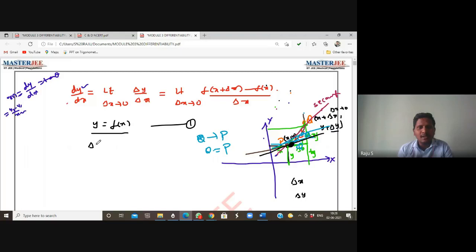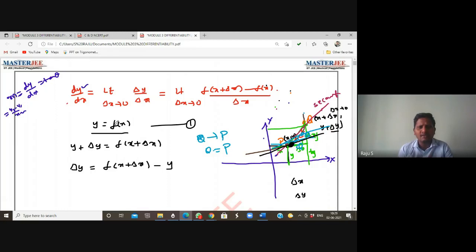Then delta y is equal to f of x plus delta x, and y is equal to f of x. Sorry, here y plus delta y is f of x plus delta x. Remember, students, y is equal to f of x, and y plus delta y becomes f of x plus delta x. Here I require only delta y. Delta y can be written as f of x plus delta x minus y.